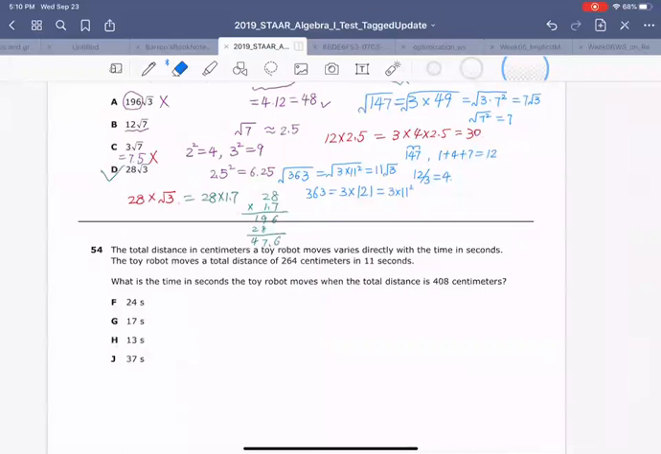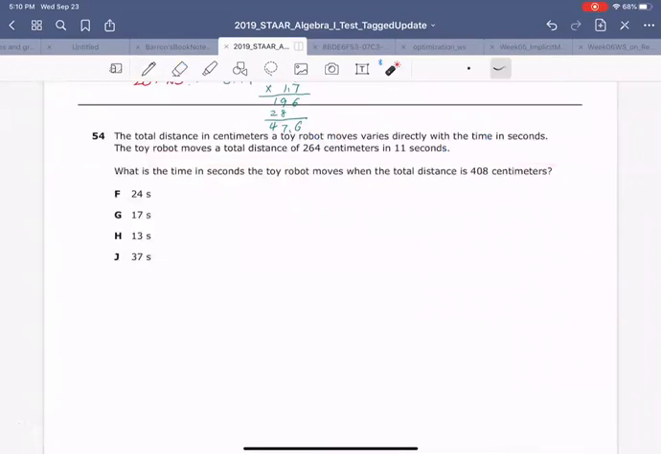Now, how do you do the 54? It says that the robot moves a distance of 264 centimeters in 11 seconds. So I did 264 divided by 11, and that's 24. Good. Then I did 408 divided by 24, and that's 17. That's wonderful. That's it.